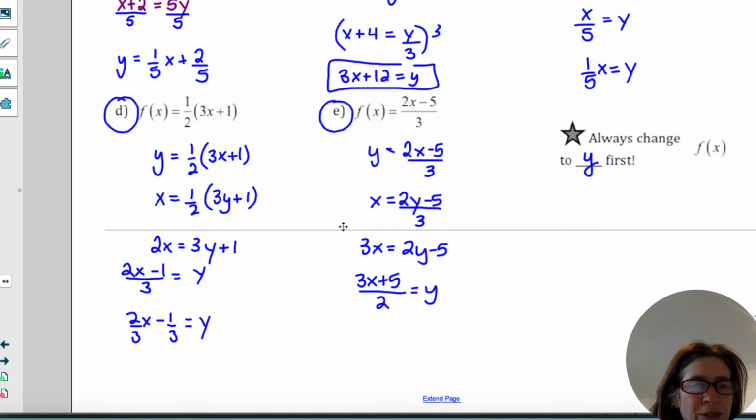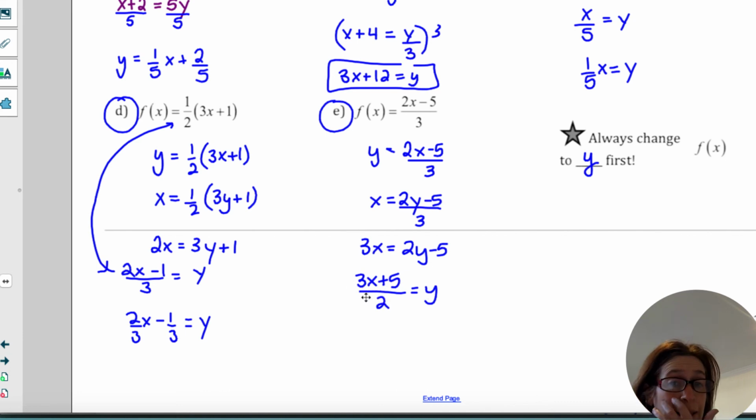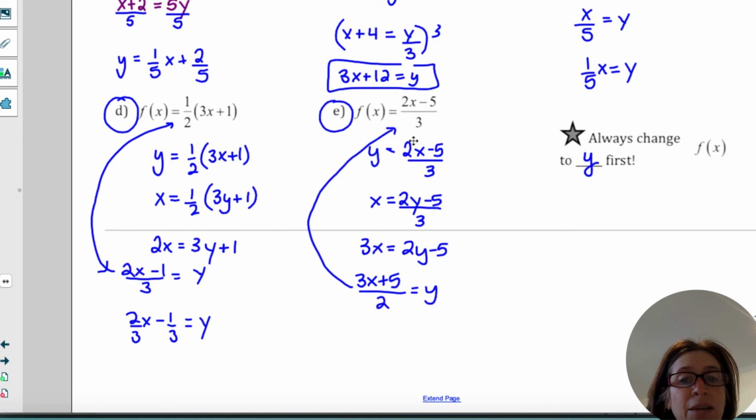All right, for the first one, I got 2/3 x minus 1/3 equals y, or 2x minus 1 divided by 3. I want you to see if you can connect that inverse to the original equation. And then the last one, I got 3x plus 5 over 2 equals y. I could actually leave it like that. That would be fine. Or I could write that as 3/2 x plus 5/2. But again, connect it. See the relationship. Spend some time thinking about that.